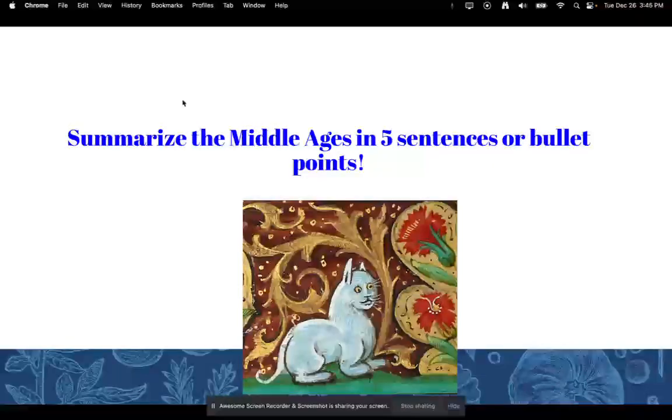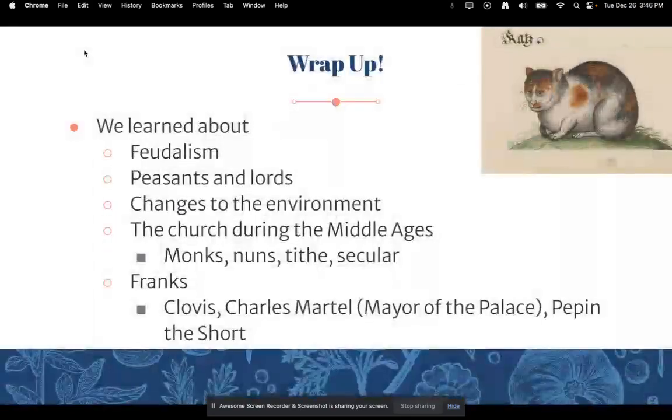So here is the last thing you have to do. You need to summarize the Middle Ages in 5 sentences or bullet points. I know, I went through a lot, so 5 bullet points should be pretty easy. Just 5 things that you learned from the slideshow.